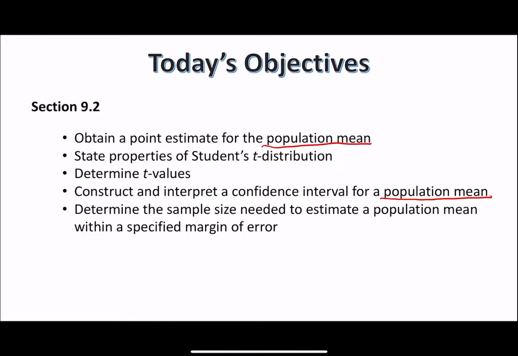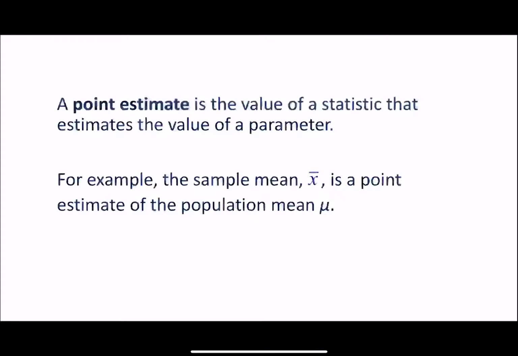All right, so let's just jump right in. So we already have what a point estimate is. This hasn't changed. It's the value of a statistic that estimates the value of a parameter. So remember, a statistic is a sample and a parameter is a population. So we use a point estimate, which is a sample that we use to estimate the value of the population. So for example, our sample mean x bar is a point estimate of the population mean mu. So we use x bar to estimate what we think the mean would be for the population, or as just an estimate of that population mean.